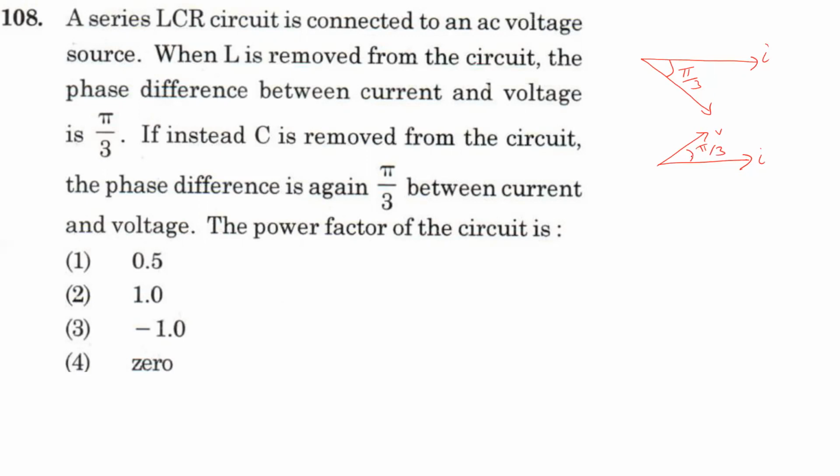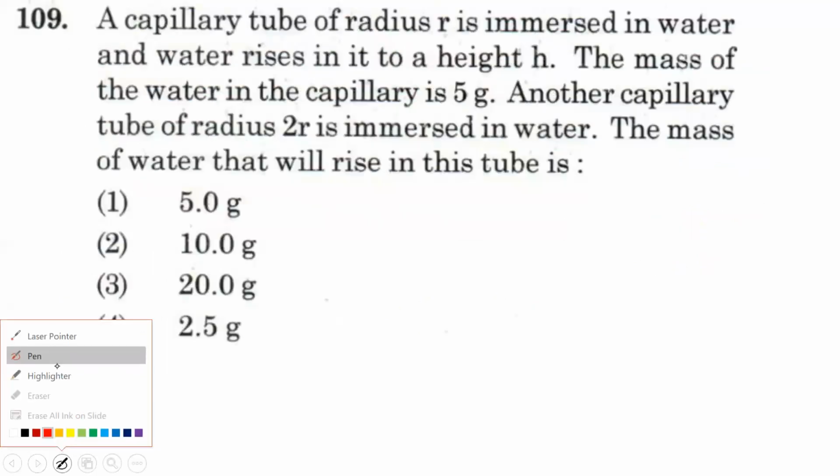That means when the inductor and capacitor both are there, this phase will be cancelled. So when both are there, the phase difference between current and potential will be 0. That means in this case the impedance of the circuit is equal to the resistance R. The power factor formula is cos phi, which is equal to R by Z. Since here R is equal to Z, R by R cancels and we get 1. So for this question, the power factor of the circuit is 1, so option 2 is correct. Next, the 109th question we are going to discuss.